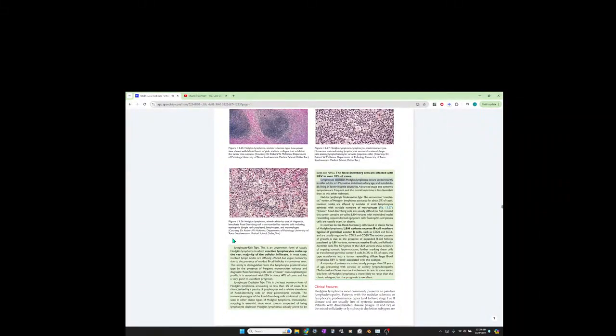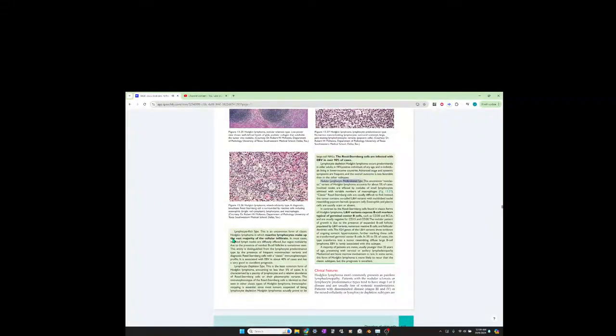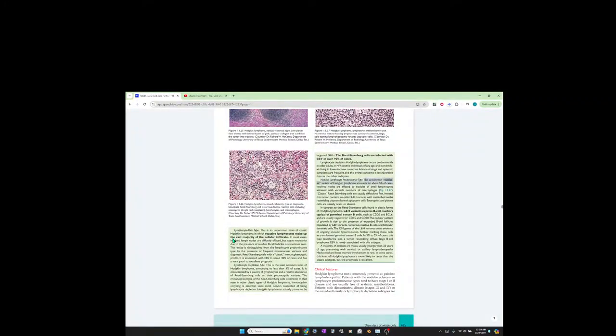Lymphocyte depletion Hodgkin lymphoma occurs predominantly in older adults, in HIV-positive individuals of any age, and in individuals living in lower-income countries. Advanced stage and systemic symptoms are frequent, and the overall outcome is less favorable than in the other subtypes. Nodular lymphocyte predominance type. This uncommon non-classic variant of Hodgkin lymphoma accounts for about 5% of cases.